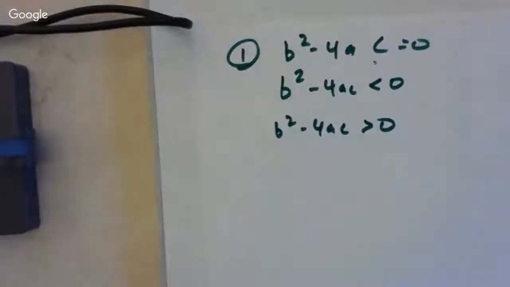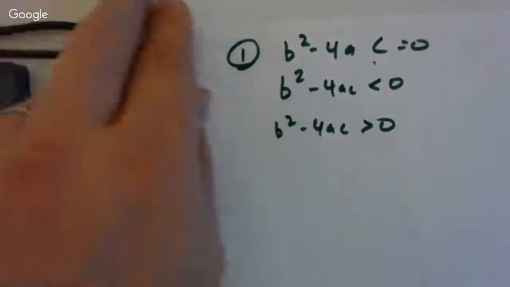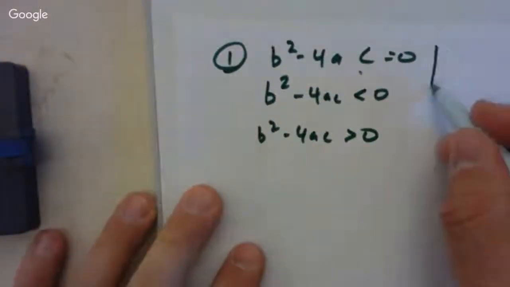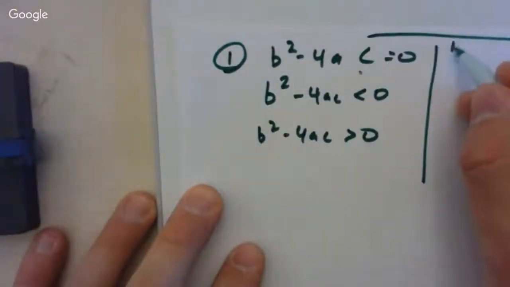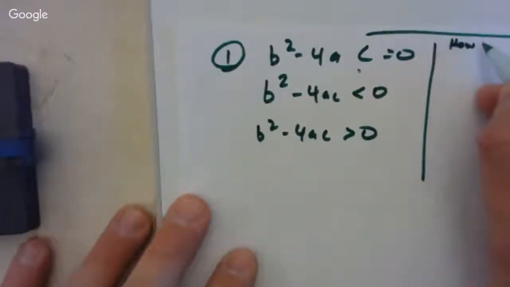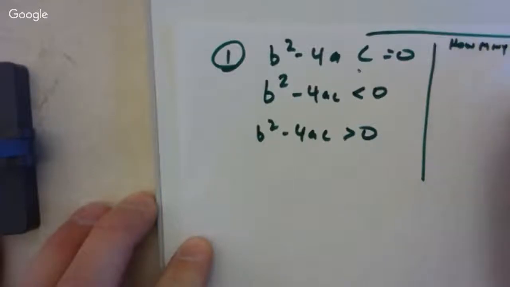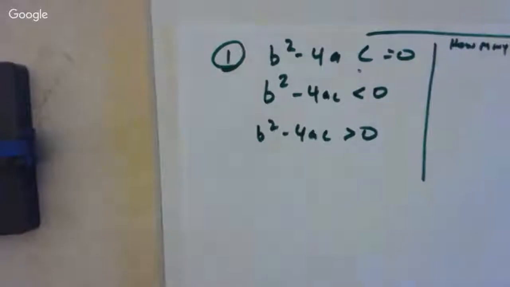We're at the spot splitting. Oh, make a new column then, or go to the left right next to their name. Okay. All right, here we go. B squared minus 4ac is equal to 0. B squared minus 4ac is less than 0. B squared minus 4ac is greater than 0. Fill in the table: how many real solutions does each situation render?